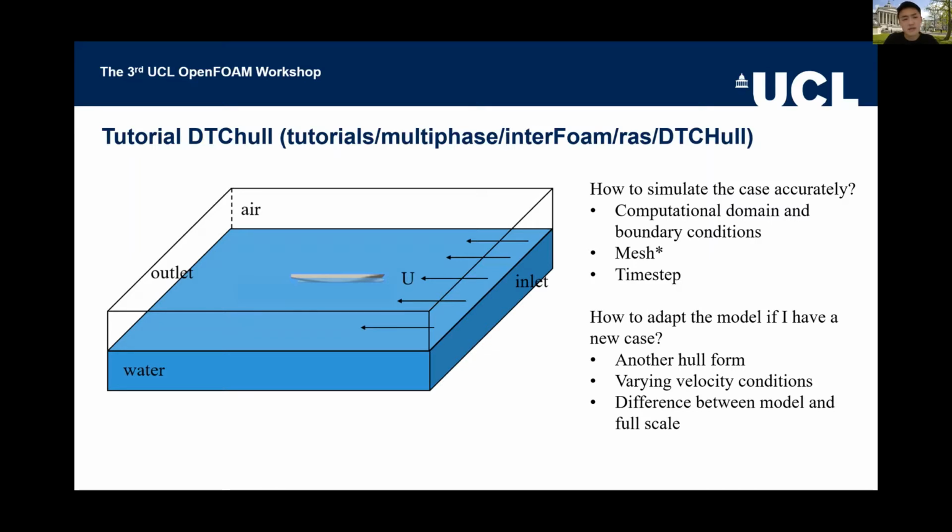Next, because this is a tutorial case, we normally need to consider some other cases. If I have a new case, for example I want to replace the whole hull, what should I do to adapt the case? What if I want to change the velocity condition? And what will be the difference between model scale and full scale, since I already emphasized it.